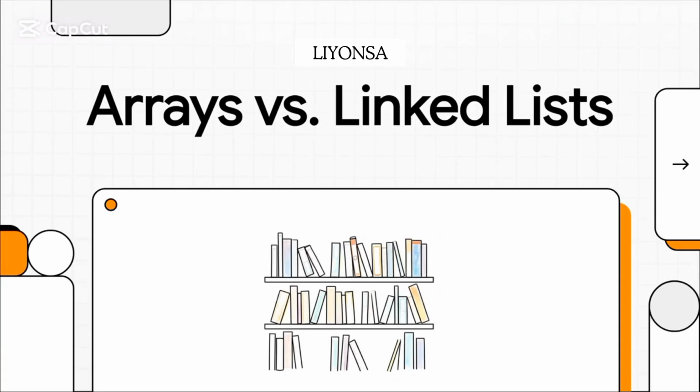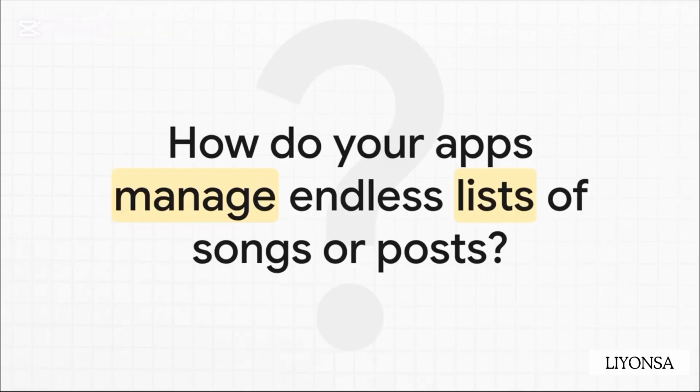All right, today we're going to peek behind the curtain at one of the most fundamental choices in all of computer programming: how to handle a simple list. I know, it sounds super basic, right? But trust me, this one decision can be the difference between an app that feels lightning fast and one that's just painfully slow. I mean, just think about it for a sec.